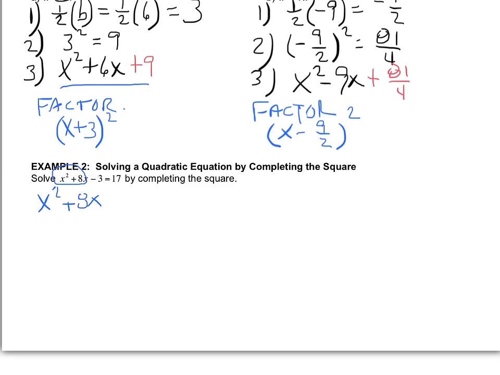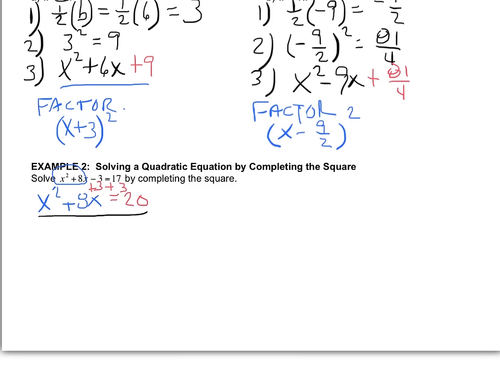So what we're going to do is move the 3 to the other side by adding 3 to isolate the ax squared plus bx on the one side. So this is now where we're going to focus on the rest of this equation.